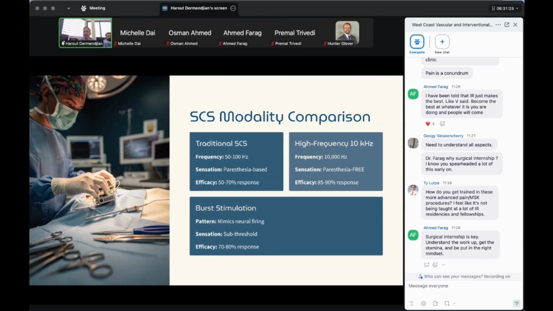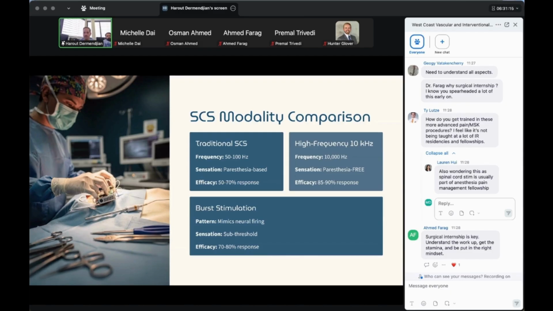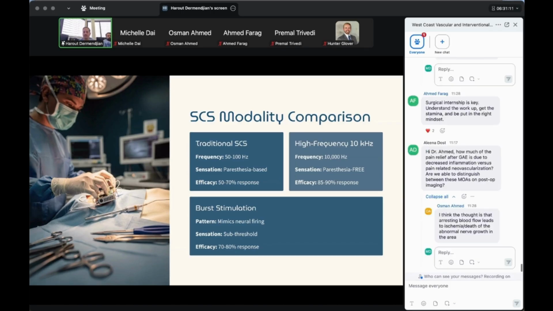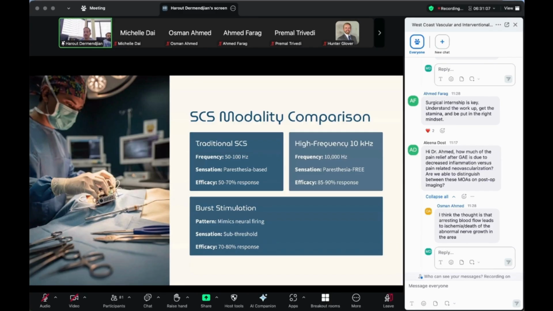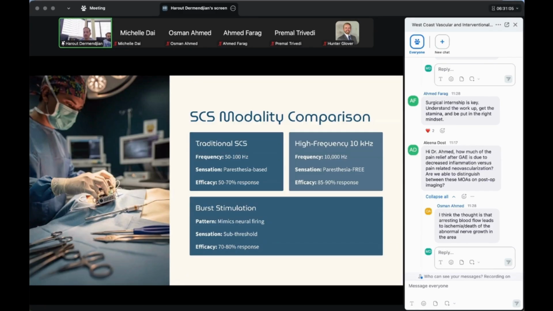The next step of SCS, and this is what I personally use more for diabetic neuropathy, is this high frequency, 10,000 kilohertz. We mentioned this as a paresthesia-free type of stimulation. I can get to the trial that talks about it, but it has a very good response rate, about 85 to 90%. Again, this is paresthesia-free, high frequency. The theory behind this is less well understood compared to the traditional. There might be some depolarization or other stimulation of the nerves in that area.